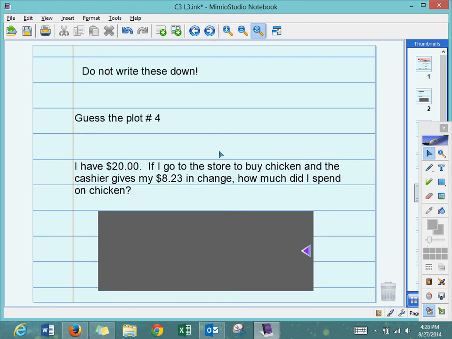Last plot to guess. I have $20. If I go to the store to buy chicken and the cashier gives me $8.23 in change, how much did I spend on chicken? Determine the plot, write the equation, solve. Pause the video, resume when you're ready.